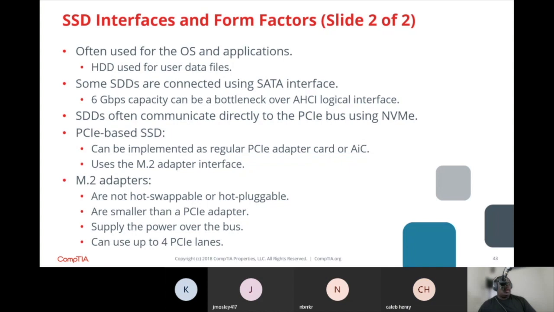They're often used for the OS and applications. There is such a thing called a hybrid drive, which has an SSD and a hard disk drive. Apple calls them Fusion drives, everybody else calls them hybrid drives, but they're the same thing. They use the SSD for the OS and applications, and all the files are stored on a regular hard disk drive, but they're made together.